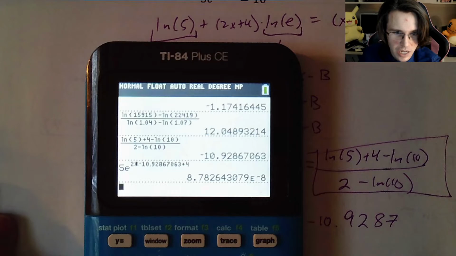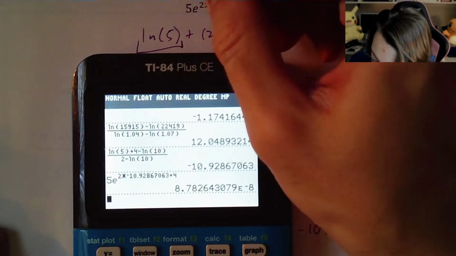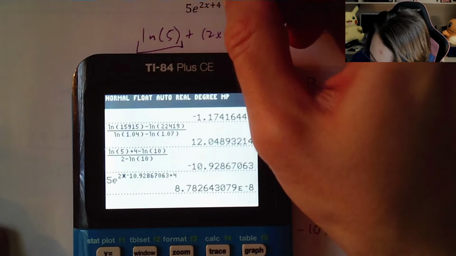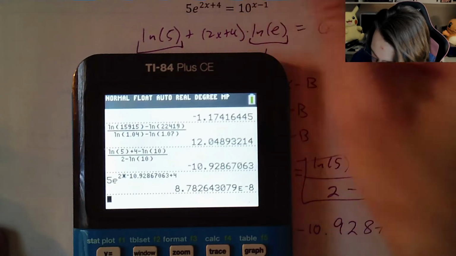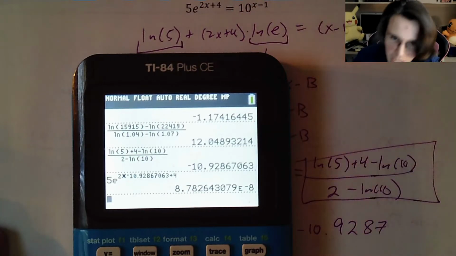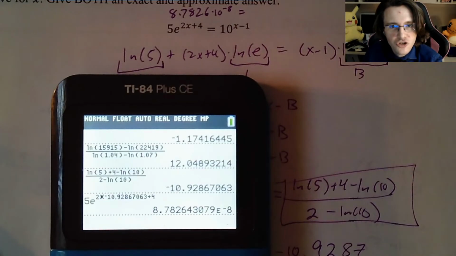8.7826 e to the negative 8. Okay. So that means 8.7826 times 10 to the negative 8th power. That's actually what that little negative sign means, equals. And now let's see if that's true. Plug this into the other one.